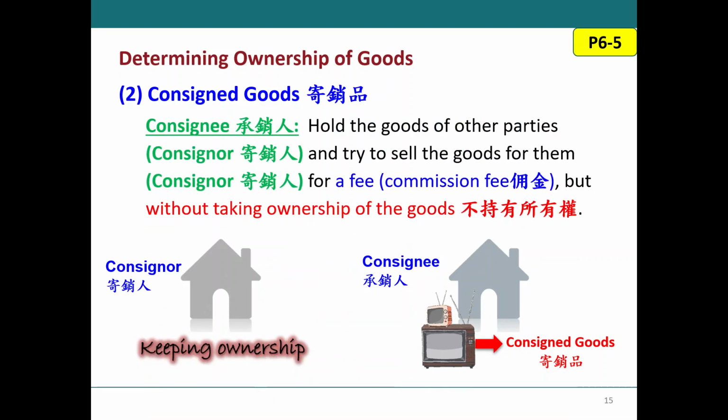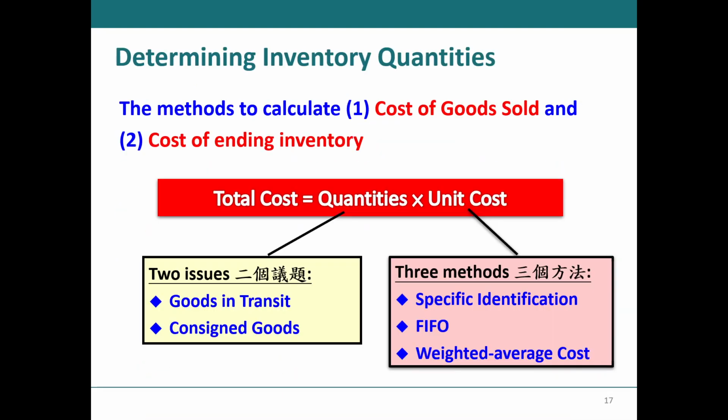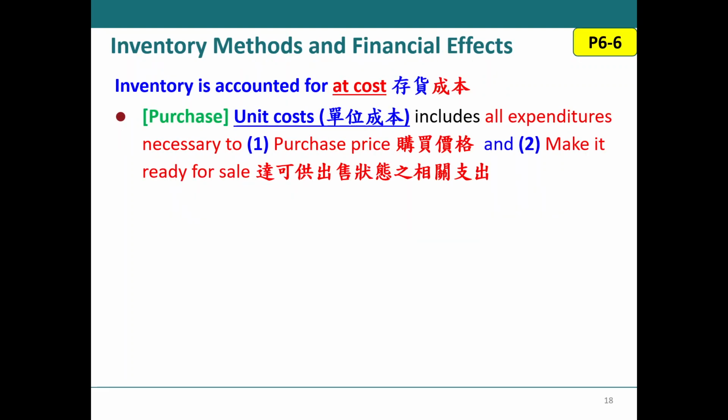Today, we want to talk about 3 methods. These 3 methods, we use to determine the unit cost. That's the key problem we want to talk about today. Okay? So you can go to slide on page 18.